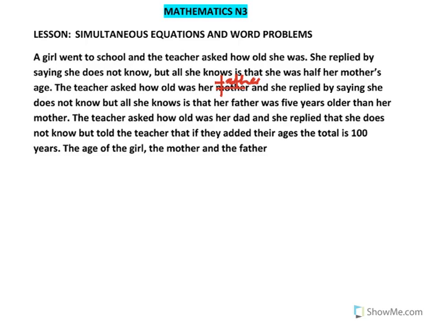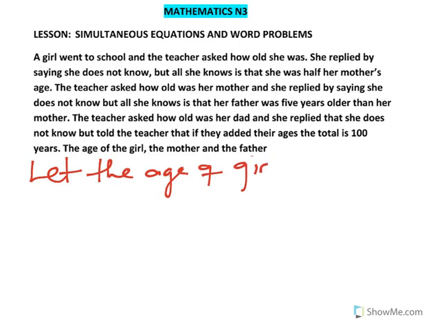And she replied by saying that all she knows is that her father is 5 years older than her mother. The teacher asked how old her dad was, and she replied that she does not know, but told the teacher that if they added their ages, the total is 100. The age of the girl, so here you're supposed to calculate the age of the girl, the mother and the father. I think this one is fine actually. This is something that you need to know, but the hint there is to say let the age of the girl be x.